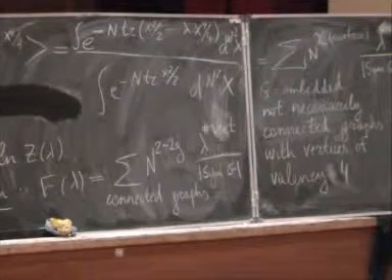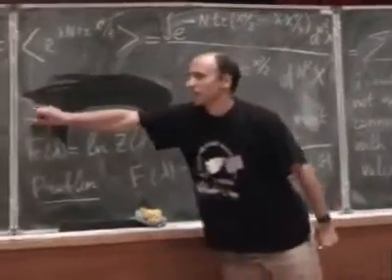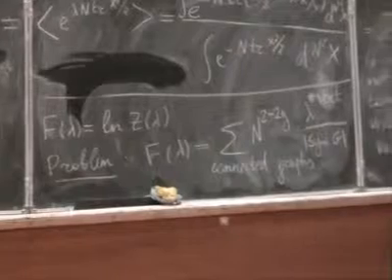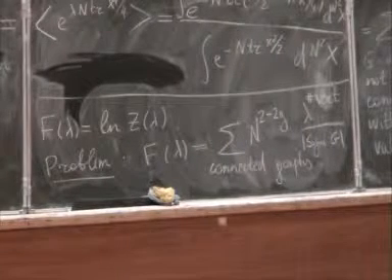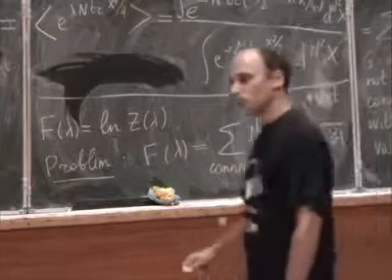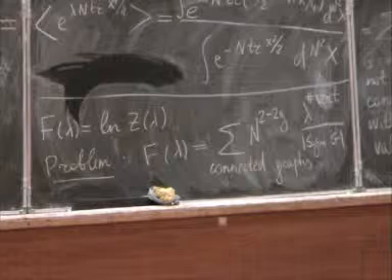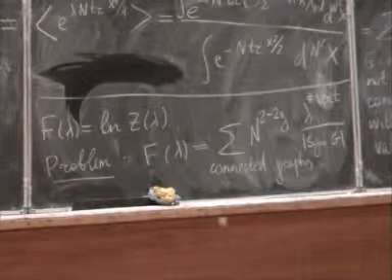This is a general principle in combinatorics that by taking the logarithm you go from disconnected objects to connected objects, and by taking the exponential you go from connected objects to disconnected objects. But I don't want to explain it now because I have one more subject to cover.